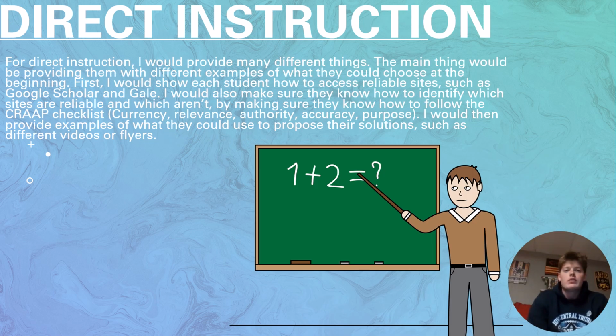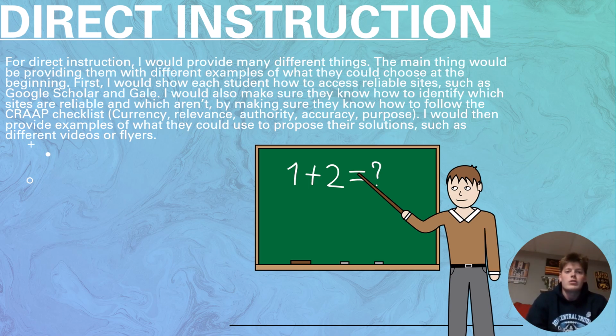And then for direct instruction, I would give a lot of different things. I honestly think the main thing for them would just be for me to provide different examples that they could choose at the beginning of their project. So different types of pollution and stuff like that. So give them an outlook or different examples that they could use.